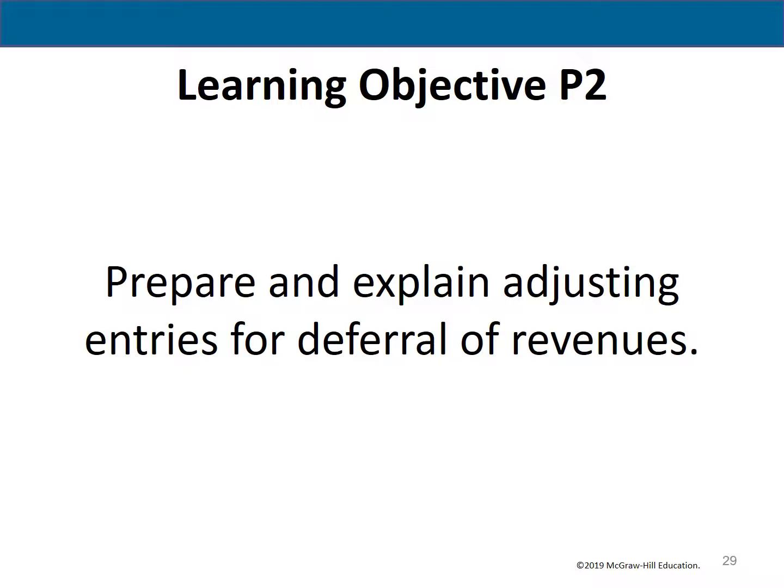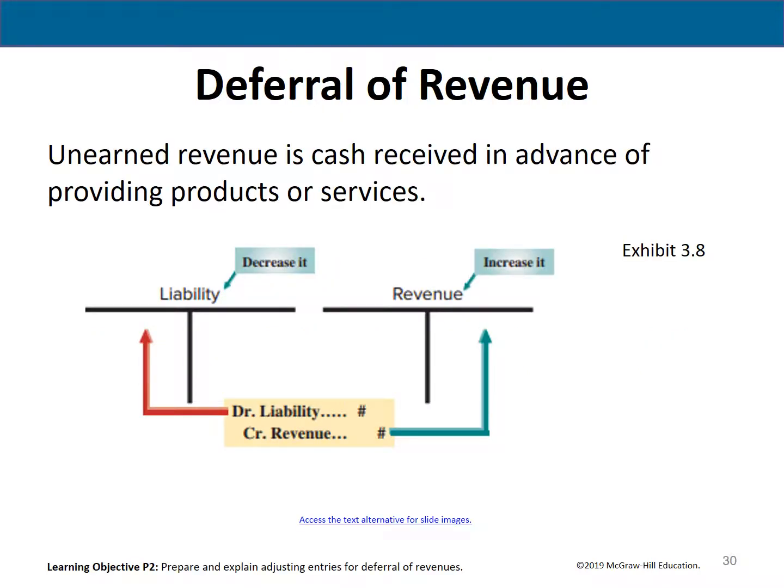The next journal entry, deferral of revenues. Sometimes customers pay us early before we do anything for them. On the day they pay us, we can't call that payment revenue. We haven't done anything. So what do we call it? Unearned or deferred revenue.